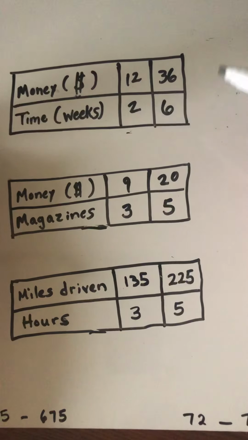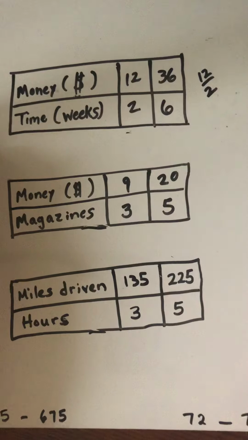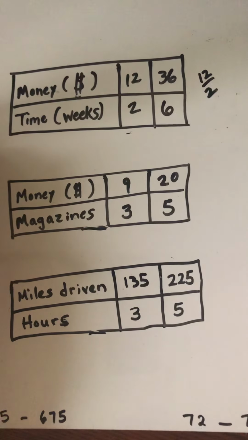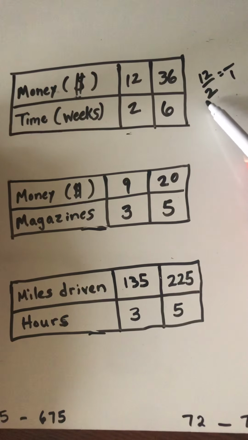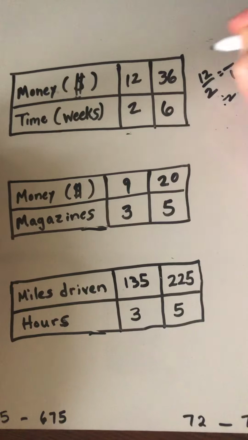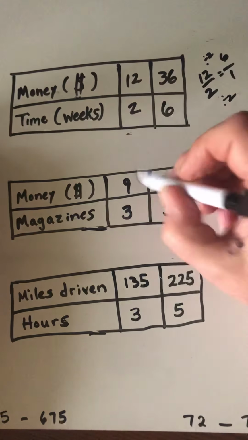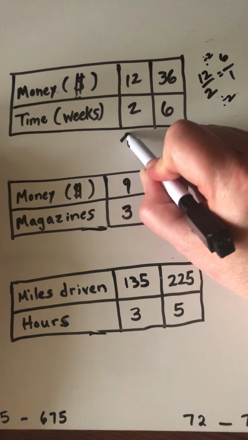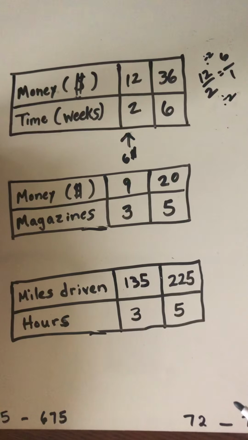So if I were to look at that ratio, 12 to 2, and I wanted to turn that to a unit rate, unit being 1, I would say, how did I get from 2 to 1? I'd say 2 to 1 is divide by 2. Whatever I do to the bottom, I do to the top. And so this one is $6 per week.